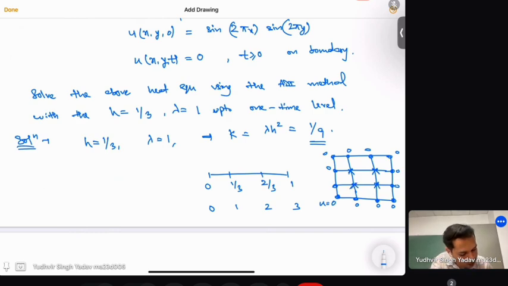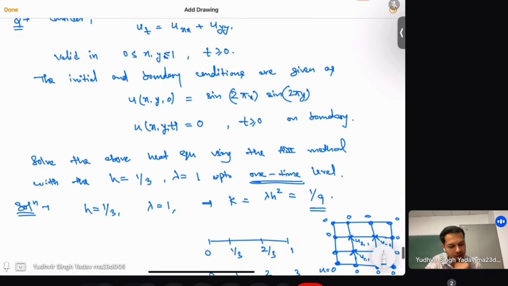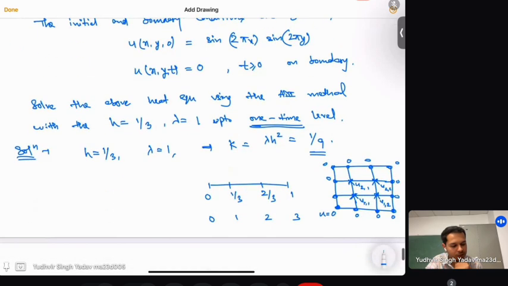This one is u1,1, u1,2, u2,2, and u2,1. And we have to find these at the one time level. So these are the unknown points that we have to find using the ADI method, and using the given data in this question we have the solution up to the earlier terms.